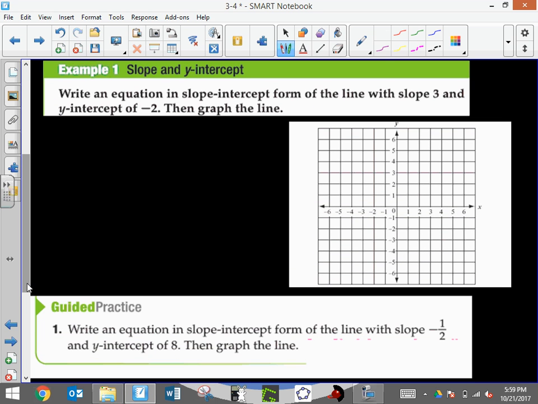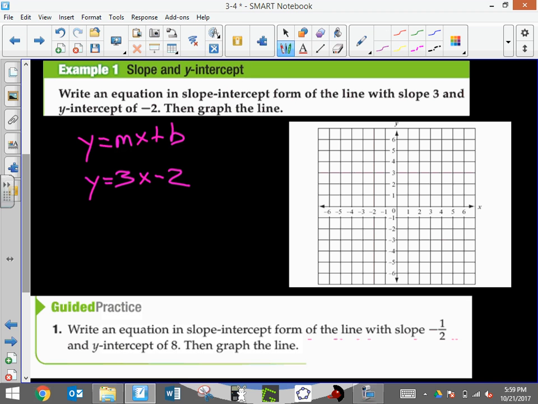Number 1 says write an equation in slope-intercept form of a line with slope 3 and y-intercept of -2. Then it wants me to graph the line. So since I know a slope and a y-intercept, I'm going to go straight to slope-intercept form. y equals mx plus b. My slope is 3, so I'm going to plug that in for m. My y-intercept is -2. So there's the equation of my line.